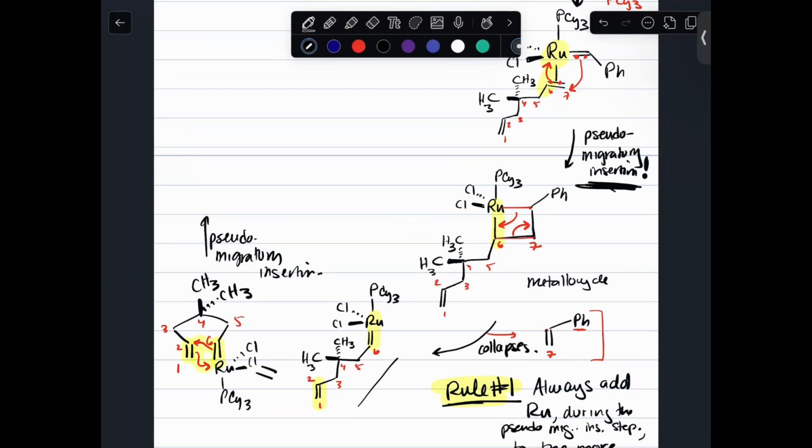Notice, I'm going to draw the top first because that's probably the easiest. Notice that now there is a bond between 2 and 6. Notice that 2 is still bonded to 1. Carbon 6 is still bonded to the ruthenium, but ruthenium and carbon 1 are now bonded to each other. There's my 4-membered ring. Let me add on my substituents.